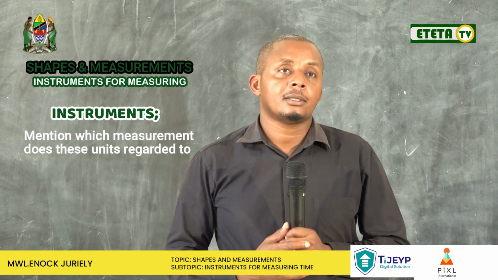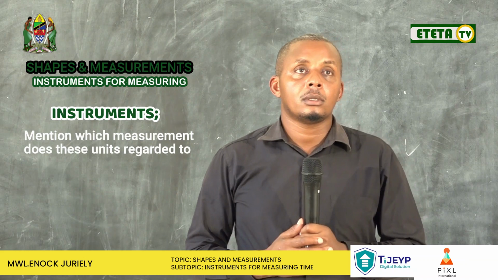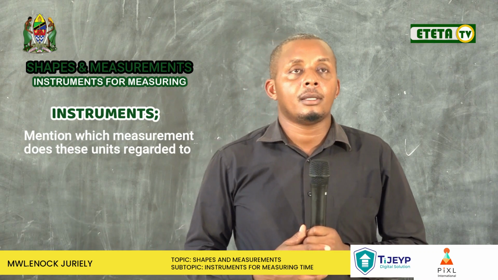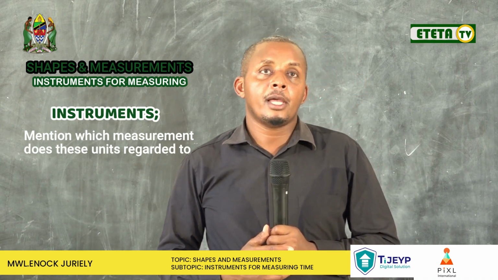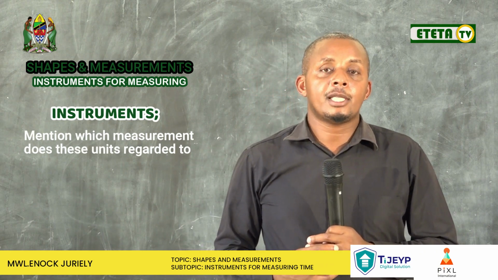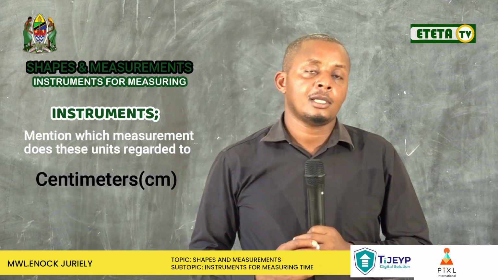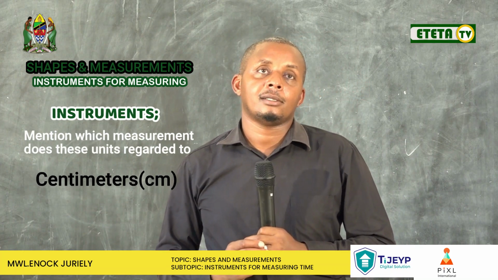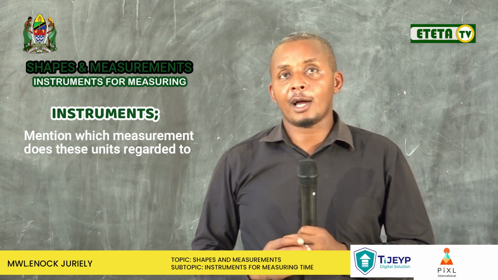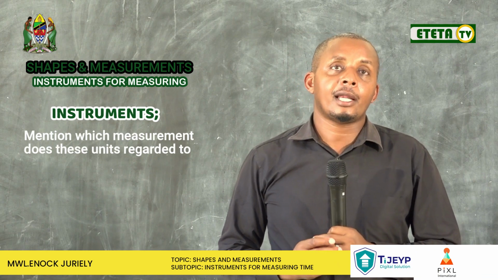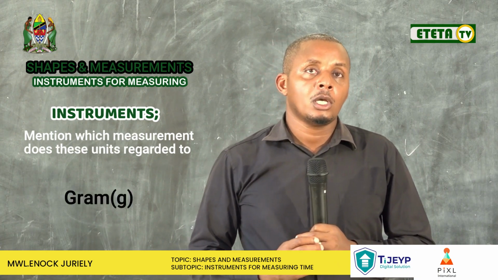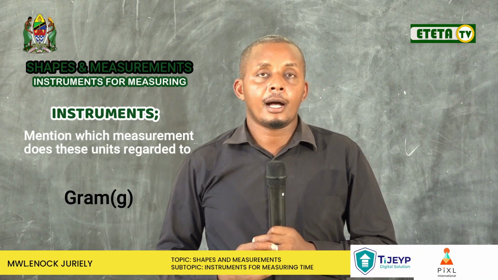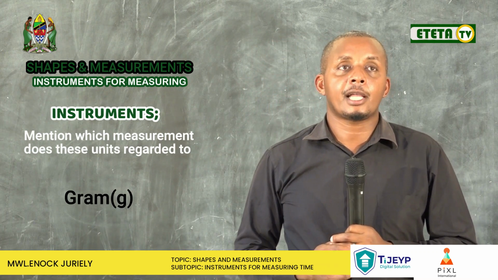A measure of length is measured in centimeters, meters, kilometers, and of such kind. A measure of mass is measured in grams, milligrams, kilograms, and measures of such kind.